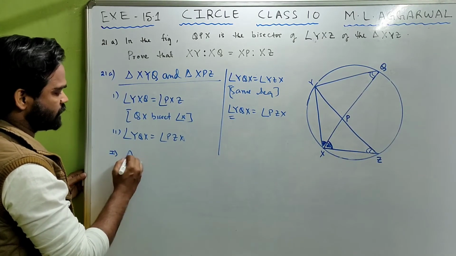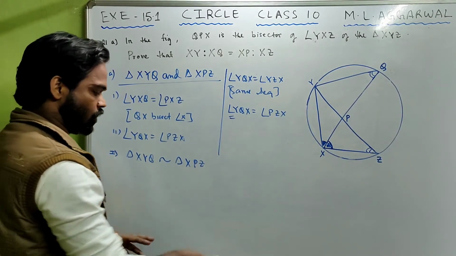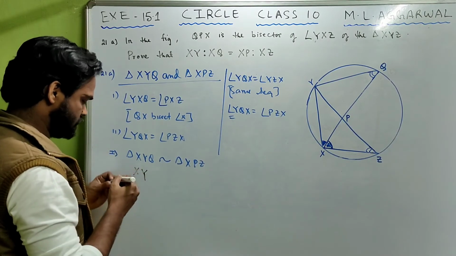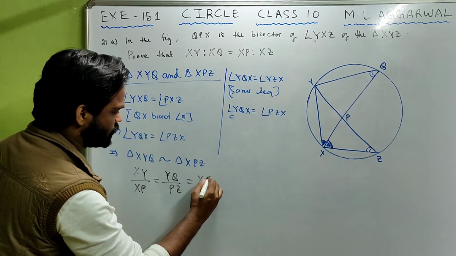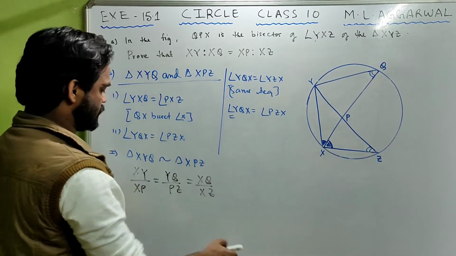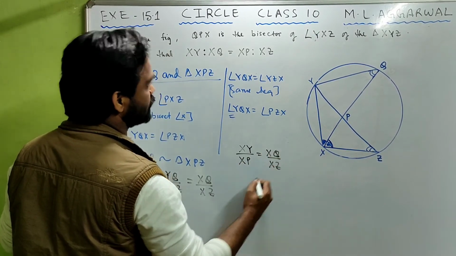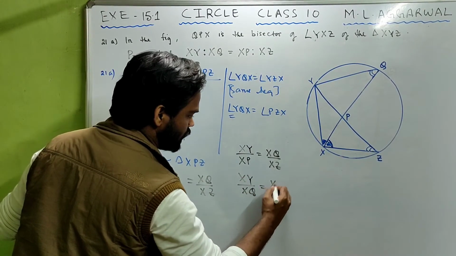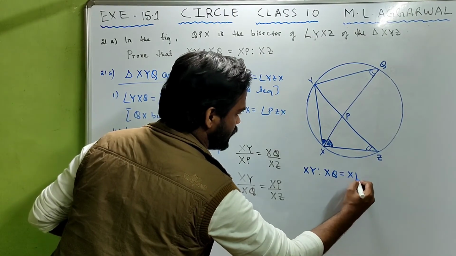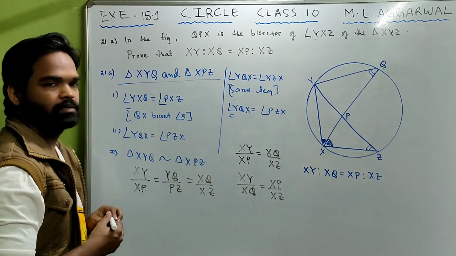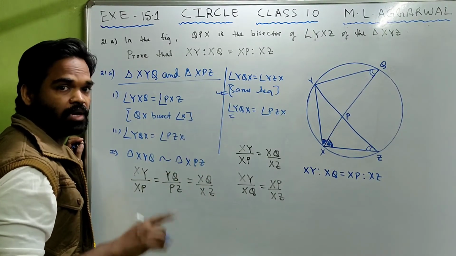Which means by these two we can say that triangle XYQ is similar to triangle XPZ, and if they're similar, the corresponding sides are proportional, which means XY by XP is equal to YQ by PZ is equal to XQ by XZ, isn't it? So now take the first one and the last one. XY by XP is equal to XQ by XZ, which we can write as XY by XQ is equal to XP by XZ, isn't it? Which is nothing but XY is to XQ is equal to XP is to XZ. Proved. Very easy. Just we need to prove that these two triangles are similar. Okay, we used angle of the same segment property. Done. Now let us look at the next sum.